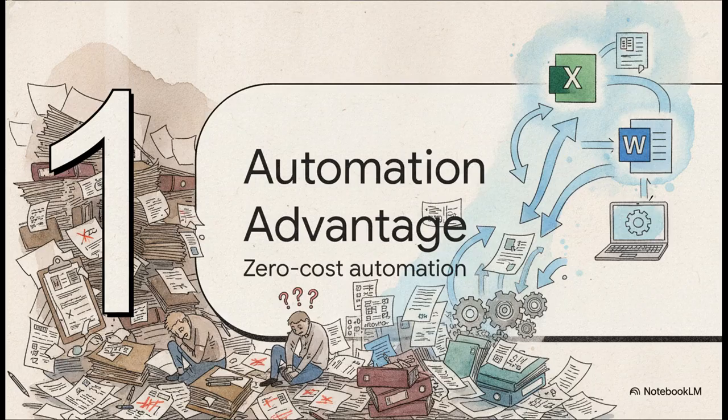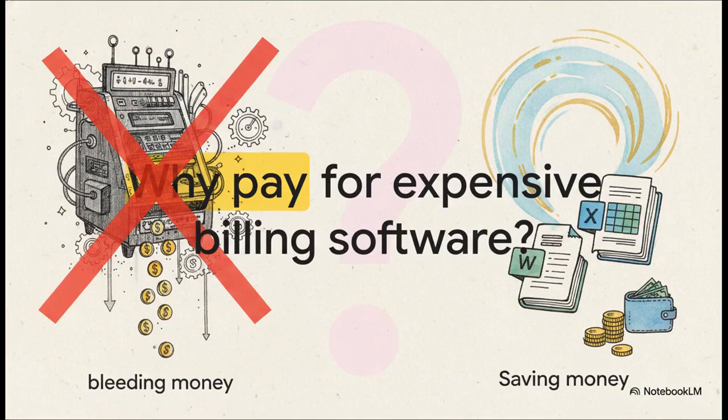Let's talk about zero-cost automation. So, we all face this universal administrative headache, right? Manual data entry. It is painfully slow, and let's be real, human error is absolutely inevitable when you're just typing the same things over and over again. Which brings us to a really big question. Why pay for expensive billing software when you already own the exact solution?